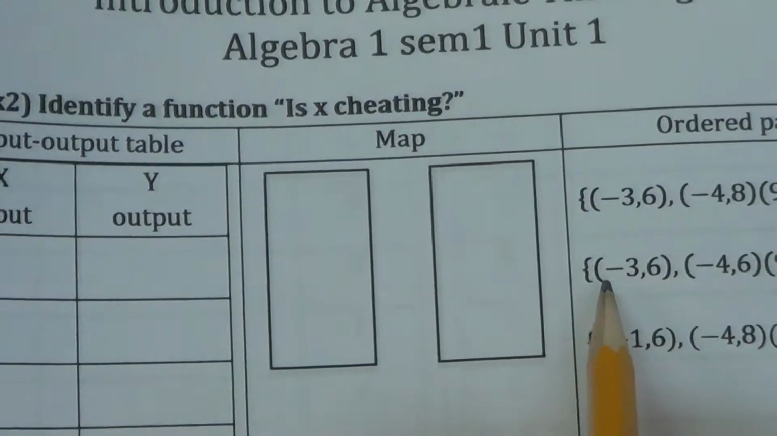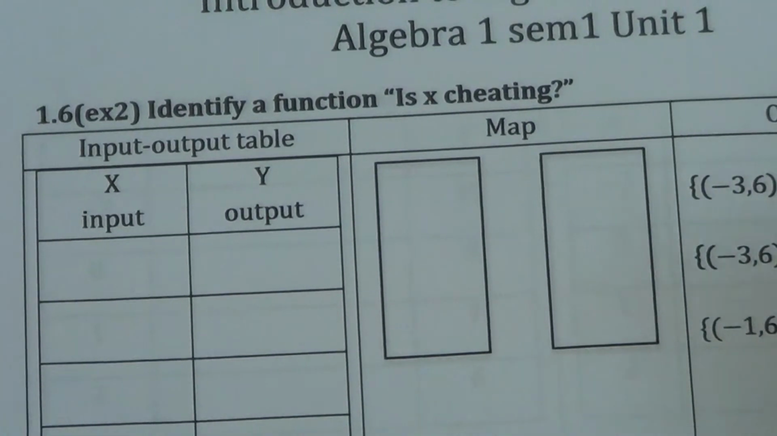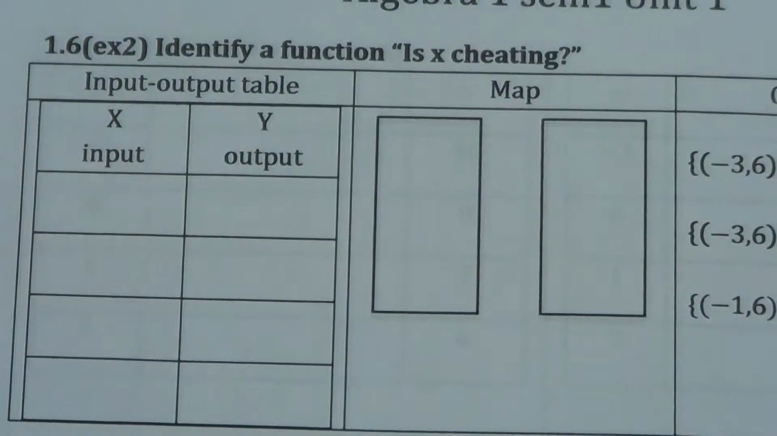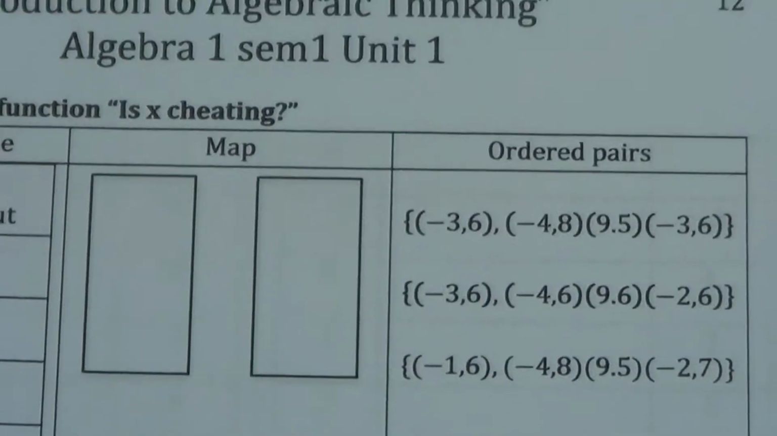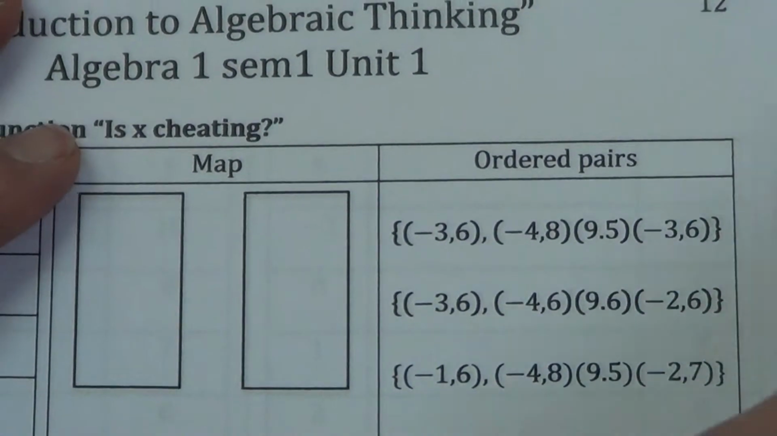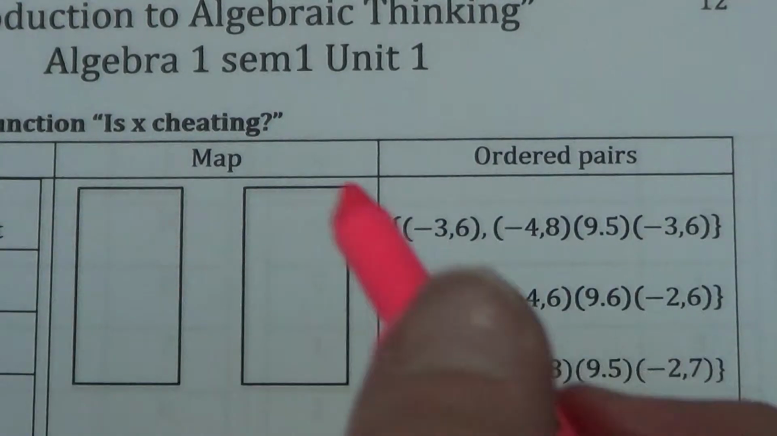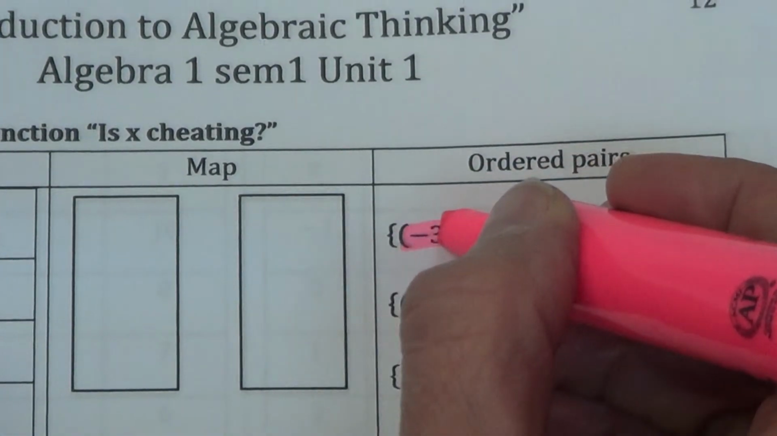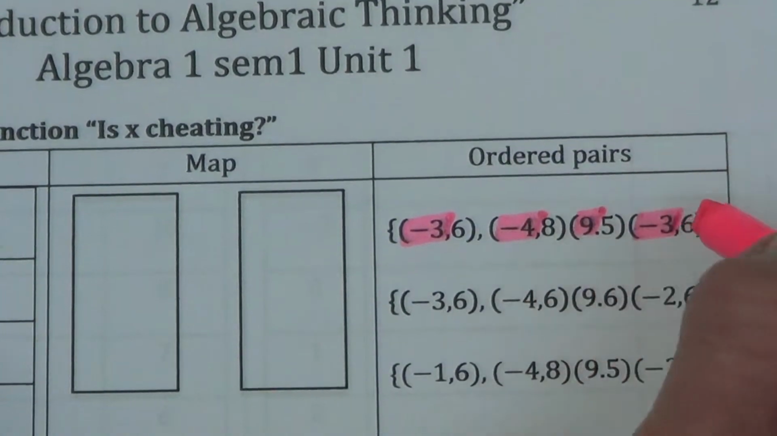Now, here they're wanting us to define whether or not it's a function. And I just look at it again like a couple, and I say, well, is the x cheating? Because we all know if a guy cheats in the relationship, it's not going to function. So let's look over here at these pairs first. In the pairs, let's identify our guys. I just take a highlighter and I identified the man. Domain is -3, -4, 9, and -3.